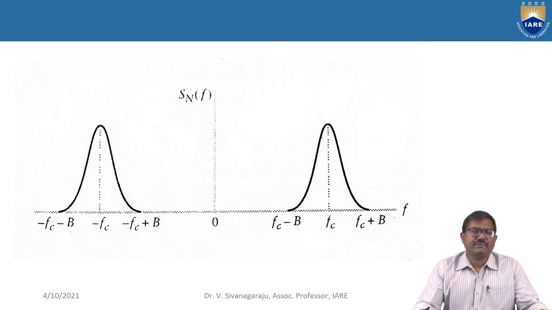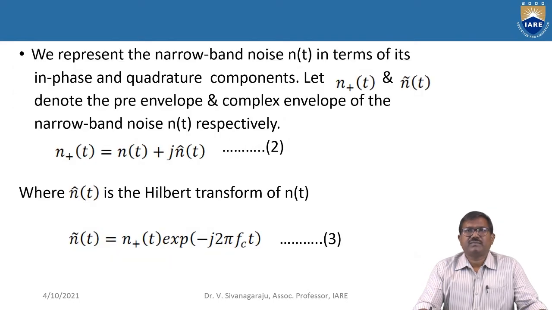Sn of f, the noise spectral density, in the frequency domain of this narrowband noise we can see. Here Fc is the carrier frequency and B is the bandwidth of that message signal. So here we can see the frequency spectrum of this narrowband noise. Now let us solve this: find the in-phase and quadrature components of that narrowband noise.